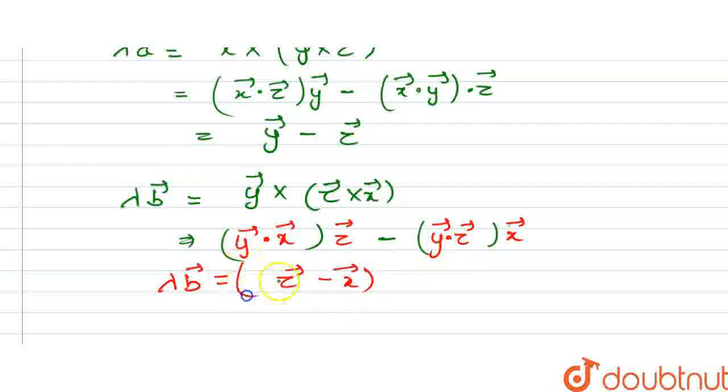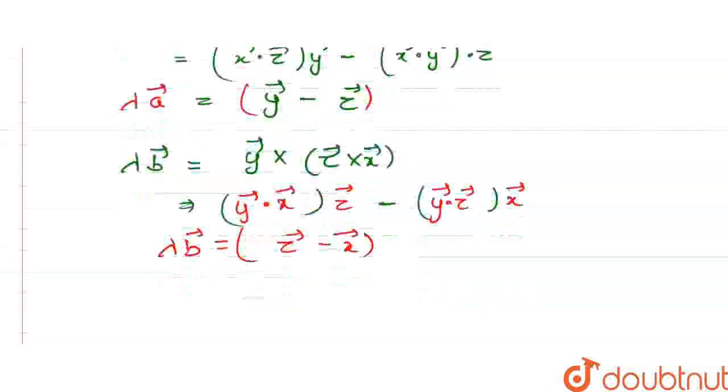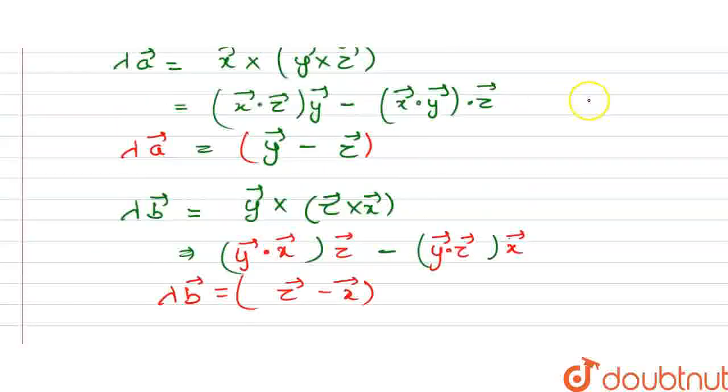So we get lambda a is equal to this, and lambda b is equal to this, which is lambda b vector. Now let us solve according to the given options.